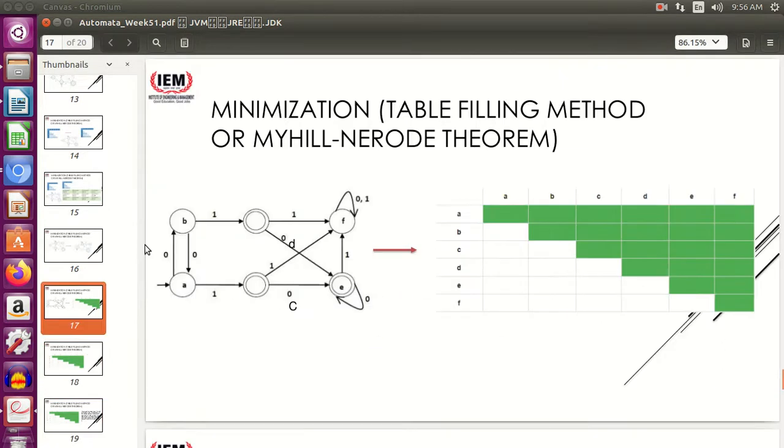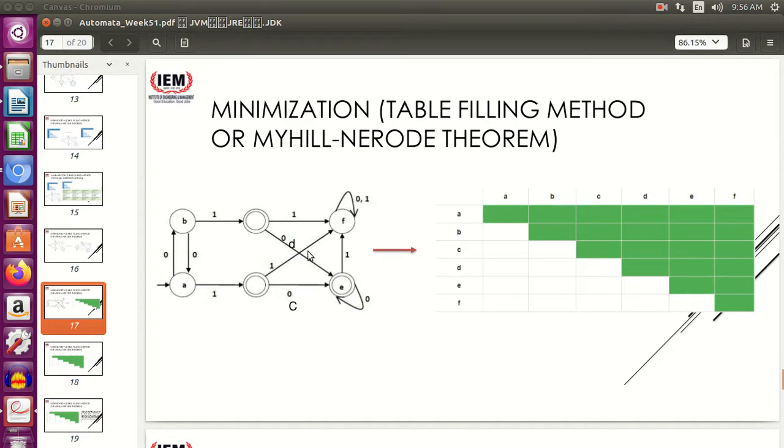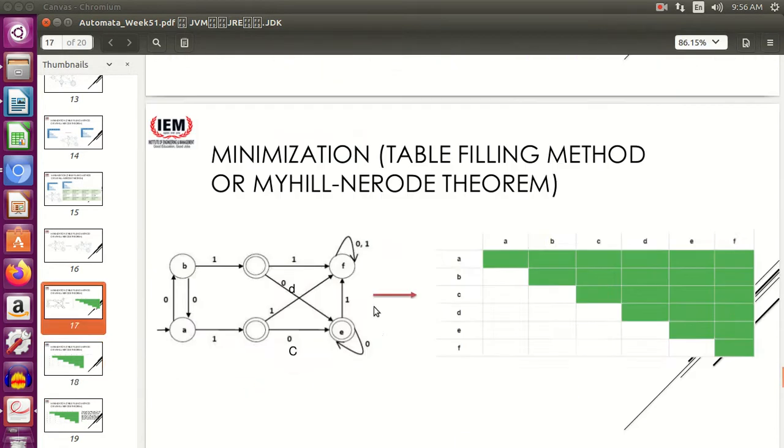If you check the pair AF, it goes to C and F, right? And the pair CF has already been marked. Because A and F on encountering 1 move to C and F respectively, and C and F has already been marked in the previous step, we can mark AF in the present step.